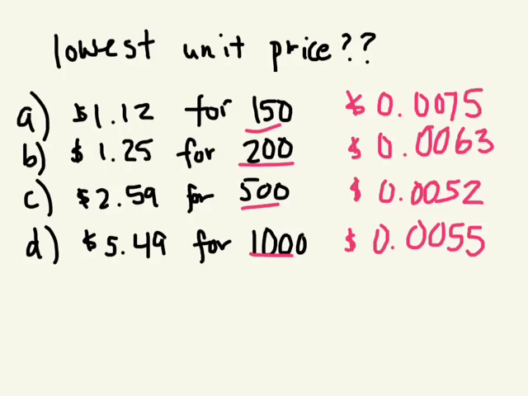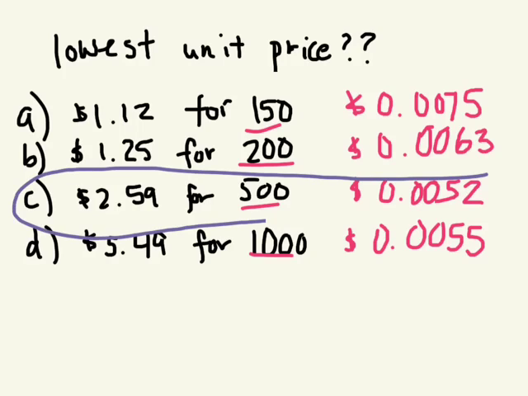Okay, now that we've rounded it to 4 decimal places, it's easier to compare the prices. So which one is the lowest unit price? Good, C, because it's 5.2. This one's 5.5, so it's larger. This one's 6. This one's 7. So this is the lowest price. So if I spend $2.59, I'll get 500 sheets of paper. It ends up being cheaper than all the other ones in the long run. It's the cheapest unit price.